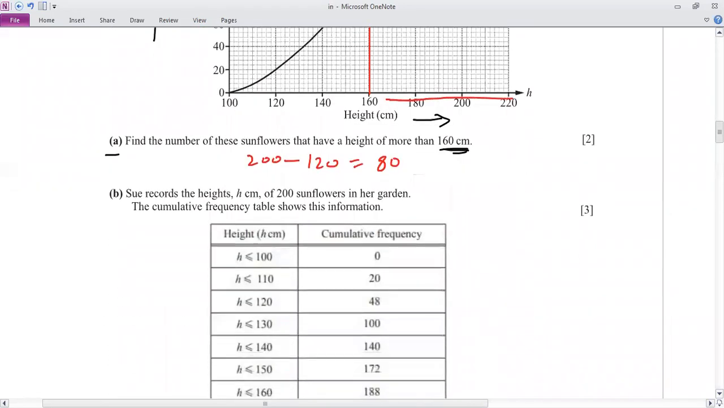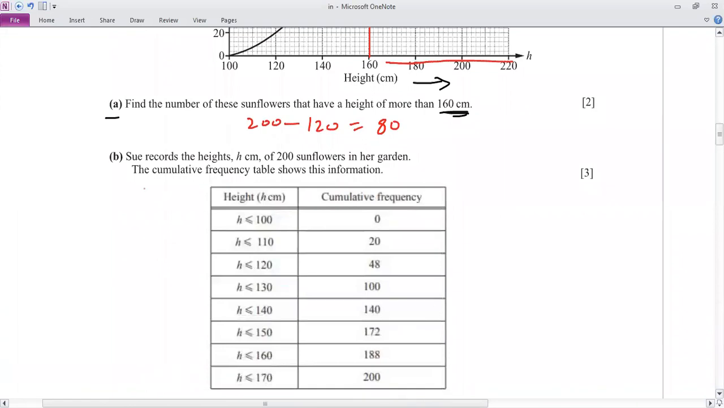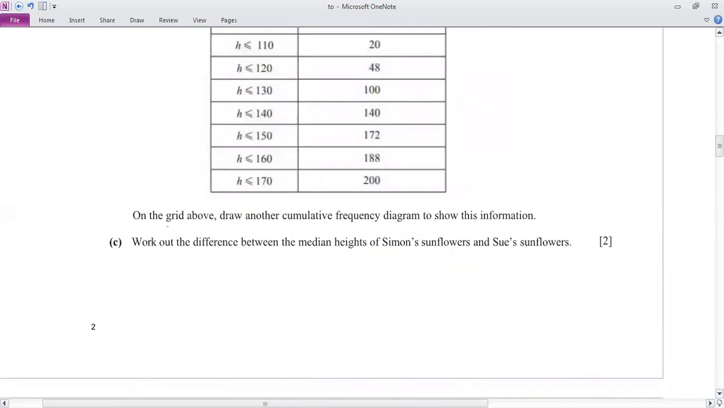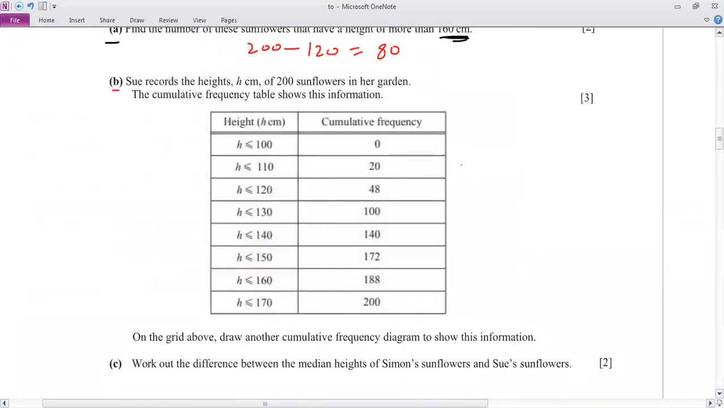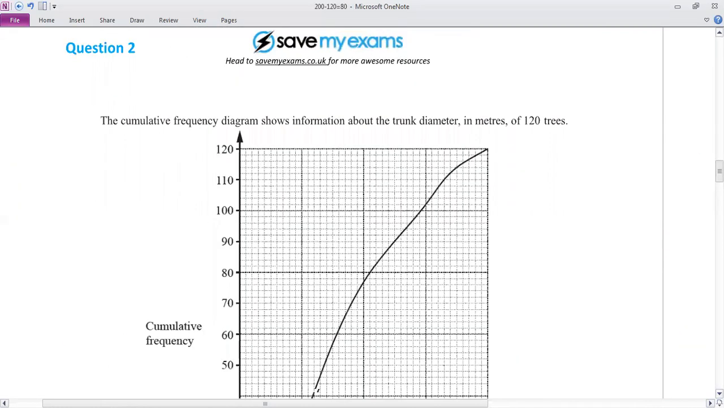Yes, sir. Okay. Part B: Sue recorded the height of 200 sunflowers in her garden, and this is the cumulative frequency table for Sue. On the grid, draw another cumulative curve. For this table, you have to draw the graph here.